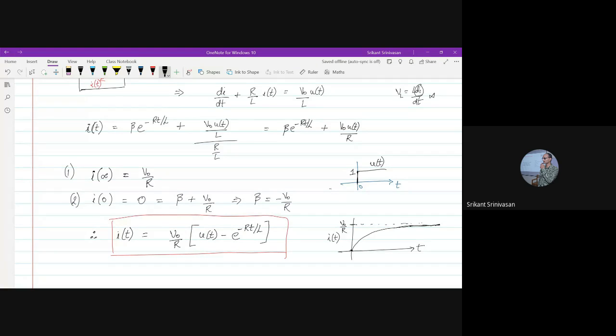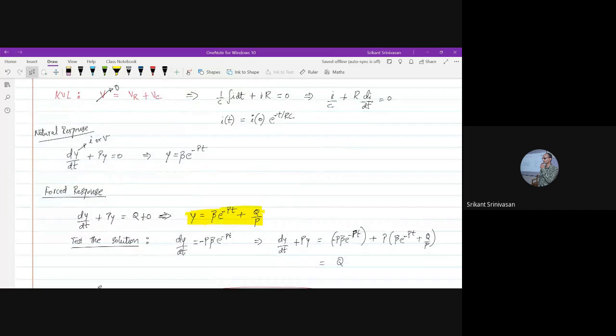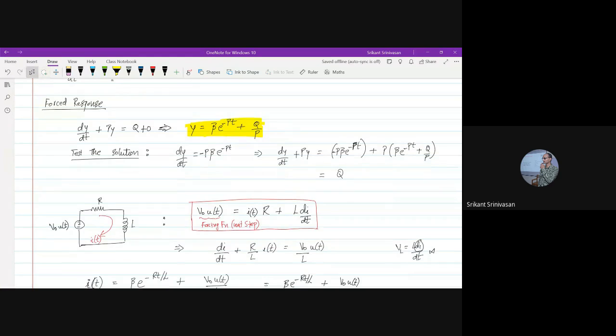Okay. So we talked about the natural response and forced response. The natural response was very straightforward. It's a homogeneous differential equation. RHS is 0, so you have to just solve this part. But when you talk about a forced response, then you have to solve this new equation, which means on the RHS you have the forcing function. And if the forcing function is a constant, it's very easy to solve.